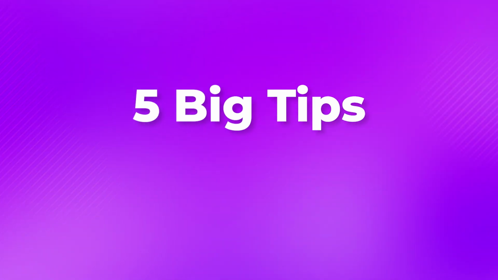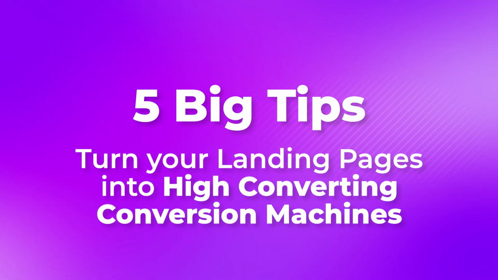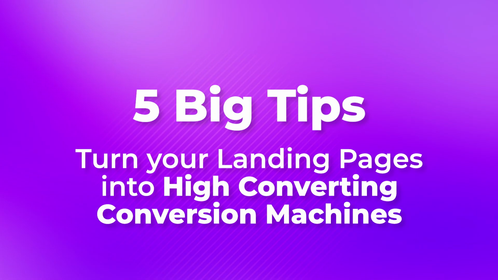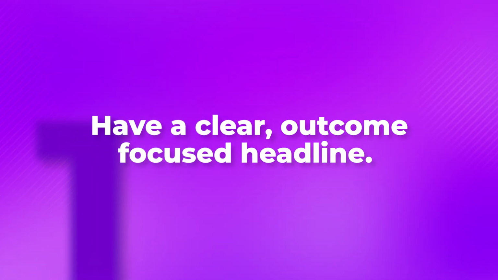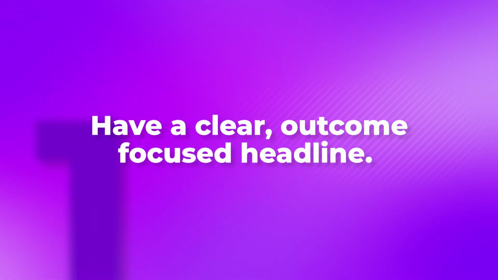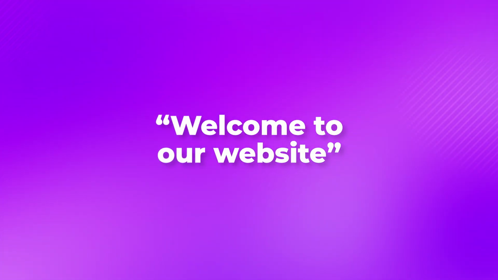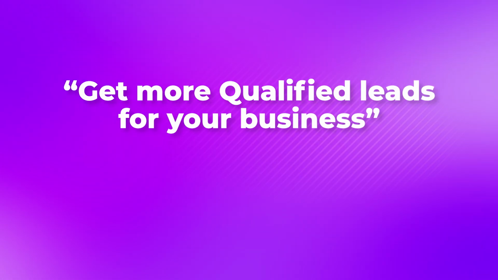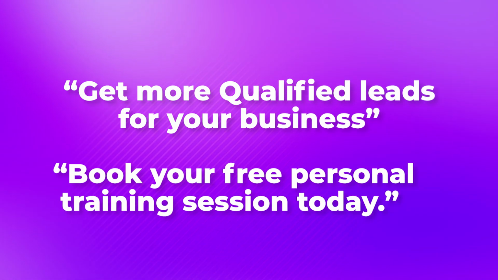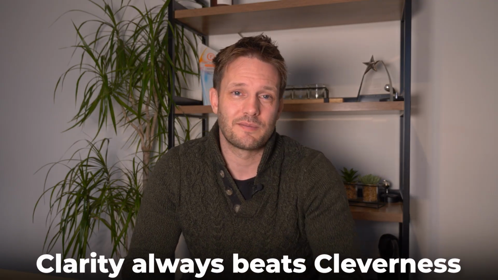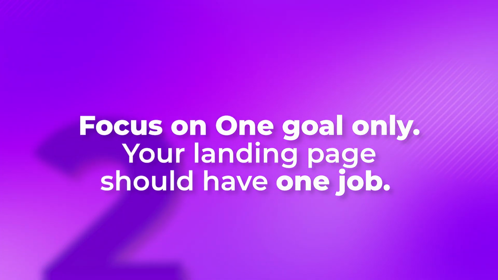So here are 5 big tips to turn your landing pages into high converting conversion machines. Tip number 1 is to have a clear outcome-focused headline. Your headline is the first thing that people read, and it should immediately explain what they will get. Not what you do, what they will get. For example, instead of saying, "Welcome to our website," say something like, "Get more qualified leads for your business," or "Book your free personal training session today." Clarity always beats cleverness.